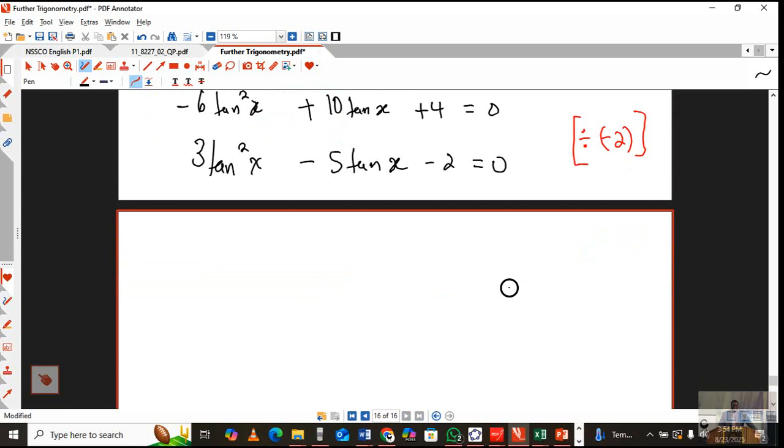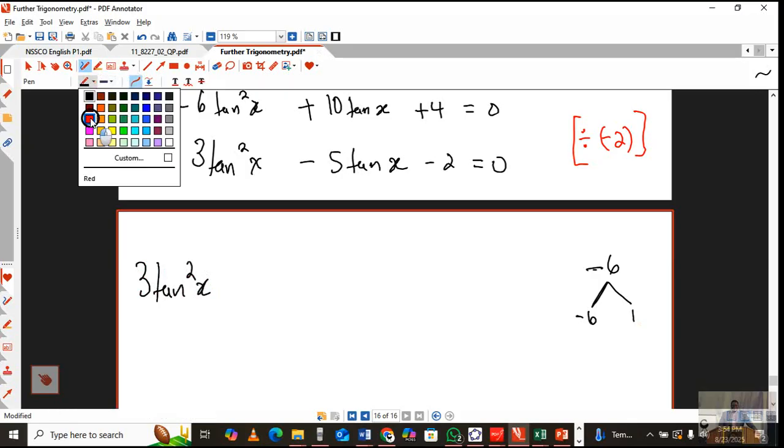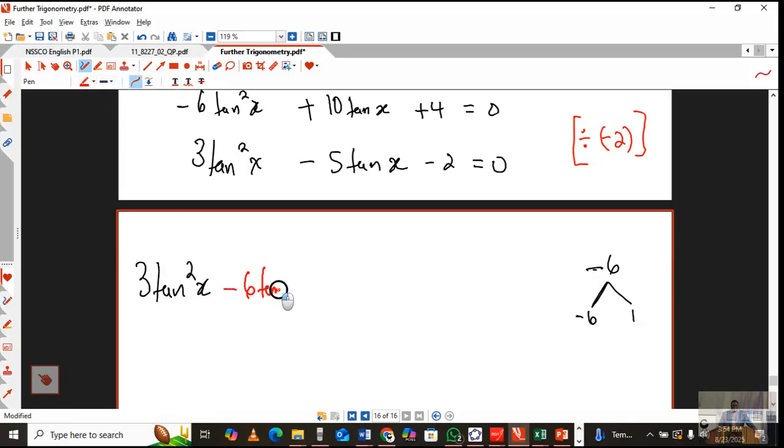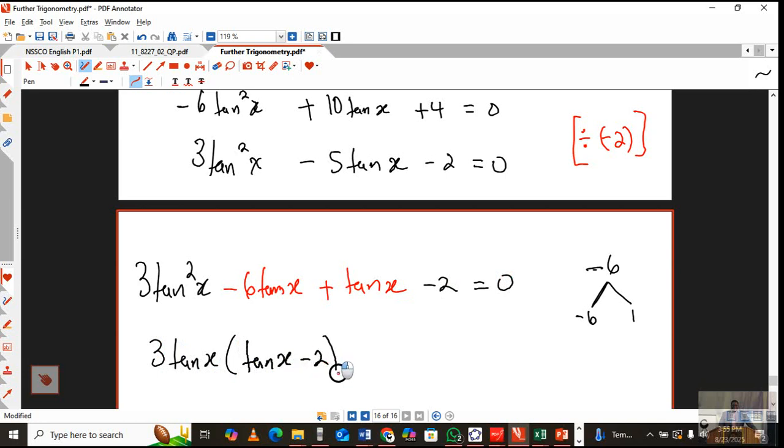This is negative 6, so you multiply 2 numbers that give you negative 6, and those numbers have to be negative 6 and 1. So 3 tan square x, this is going to be replaced here by minus 6 tan x. I could have started with 1, but of course the 6 and the 3 go nicely. Then positive 1 tan x, take away 2 is equal to 0. Here the common factor is 3 tan x outside. Then you have tan x minus 2. And then here the common factor is 1 because it's just already tan x minus 2 over here.